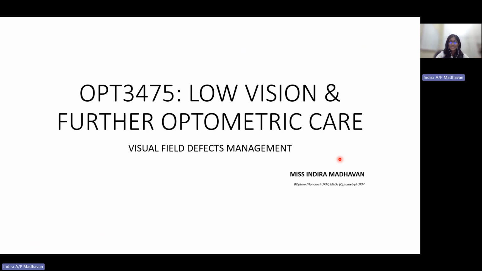What activities will be affected when the patient has a central scotoma, or any related visual field defect at the center? Recognizing faces. And if they need to read something, they tend to miss words while reading. For example, in "my name is Indira," maybe the "is" is missing, or the "name" is missing, depending on the size of the scotoma.